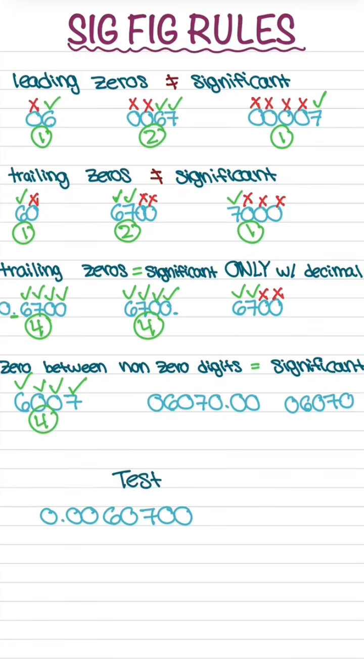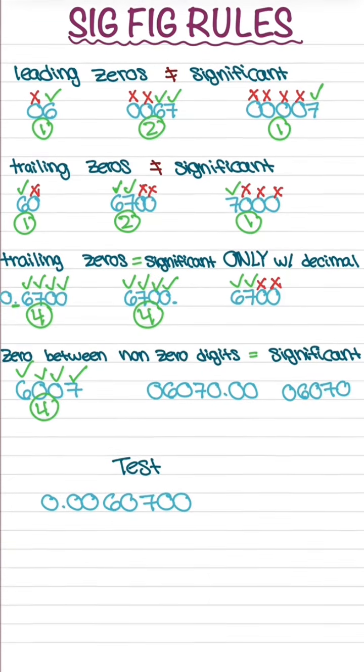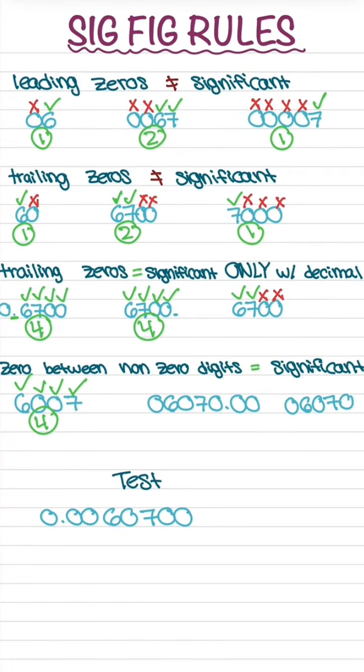Now let's try this one. This one is a little bit more difficult. Immediately, leading 0, regardless if it is trailing or not, is going to be not significant. Now, 6 is obviously significant. 0 is in between 6 and 7, so it is significant. 7 is significant. This 0 is a trailing 0, but since there is a decimal point, it will be significant, and so will these 2 because there is a decimal.